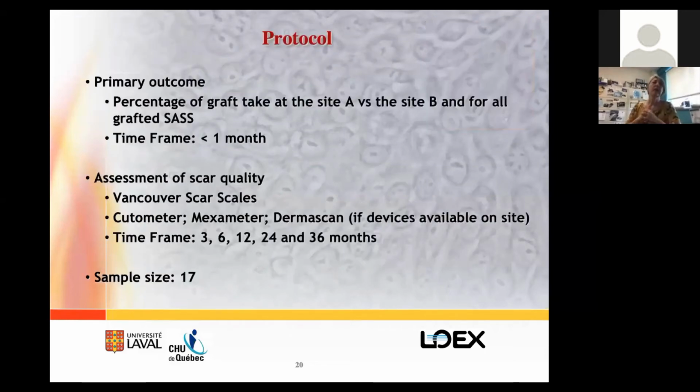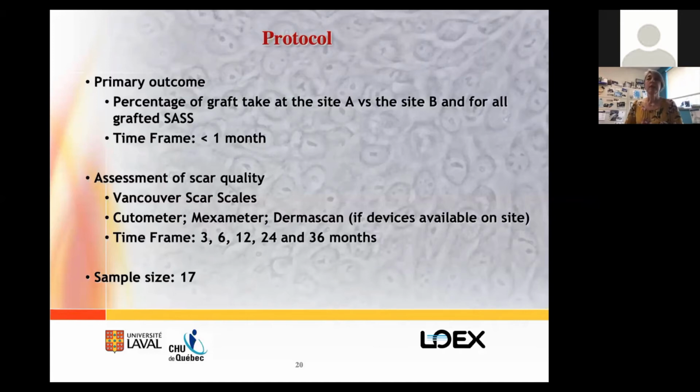Okay. So our primary outcome, of course, is to evaluate the percentage of graft take at these 2 sites, but also for all graft sites, SAS sites. And following this first outcome, we will continue, and we want to evaluate the scar quality using different parameters. Most known is the Vancouver Scar Scale. That is a scale that is used in burn units to evaluate the quality of the scar. So this is very qualitative, but they evaluate the color and the thickness, for example, of the scar. When the device is available, we can also quantitatively evaluate the same parameters, the color, the dermal thickness, and the elasticity of the skin using different devices. And this evaluation is done until 3 years after grafting.